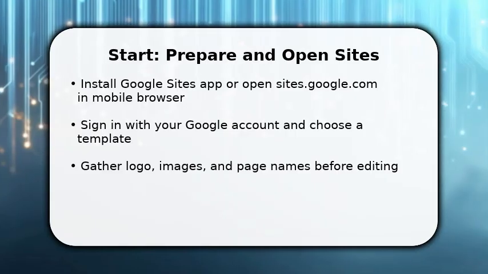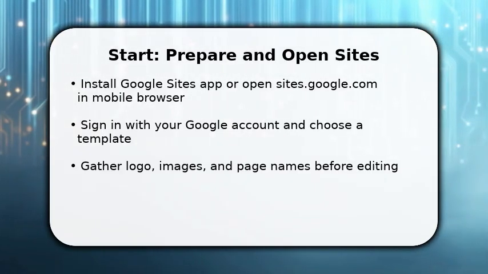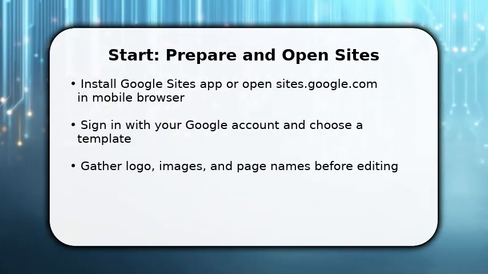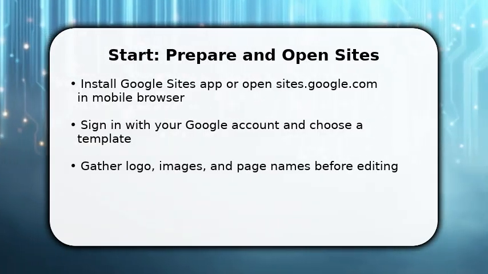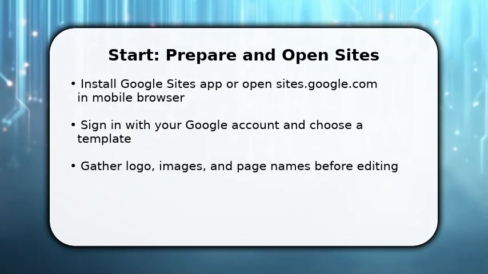You begin by opening Google Sites on your phone, sign in with the account you'll publish from, and pick a template that matches your goal. Once done, tap the plus or New Site button to create a workspace, and make sure to name the site immediately so autosave labels correctly.